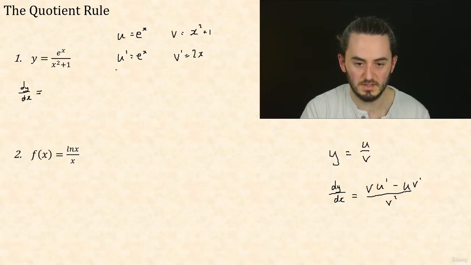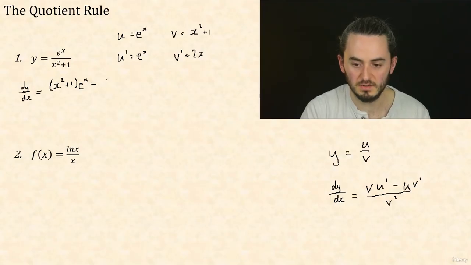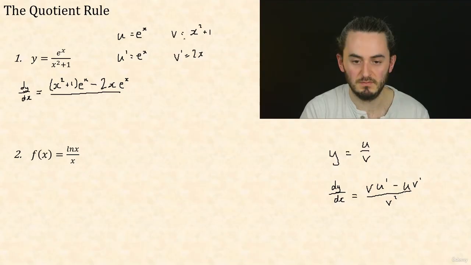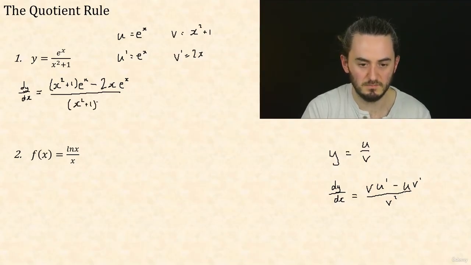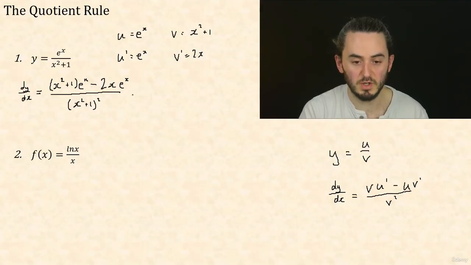So applying my rule, I get dy by dx is equal to v u dash, so that's this times this. So that's x squared plus 1 times e to the x, minus u v dash, which is just 2x e to the x. And the whole thing divided by v squared, and v squared is x squared plus 1, so that's x squared plus 1 squared. Now I could possibly neaten this up if I wanted.